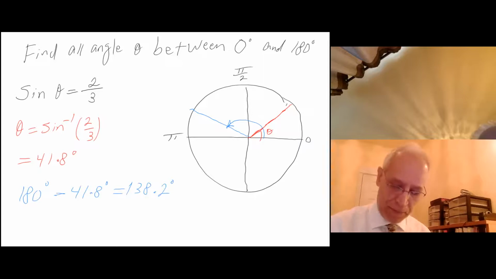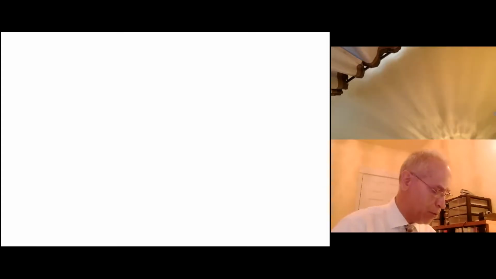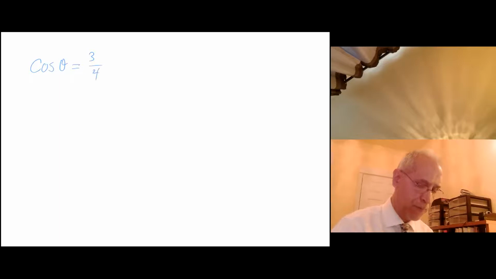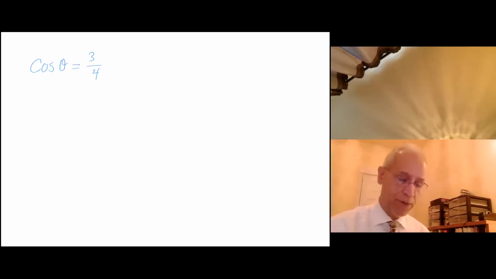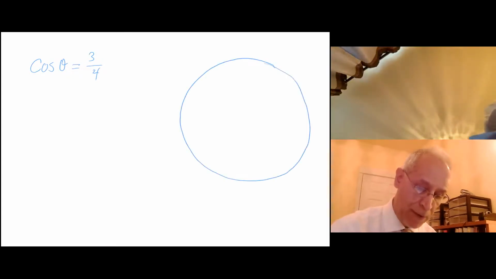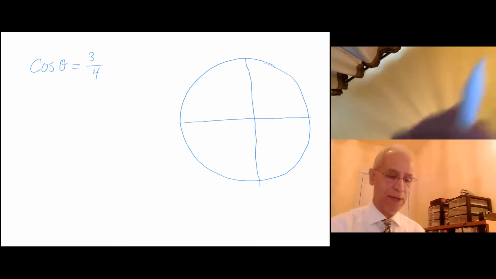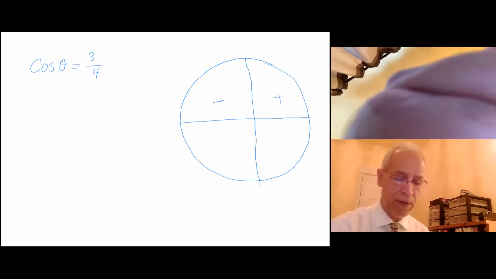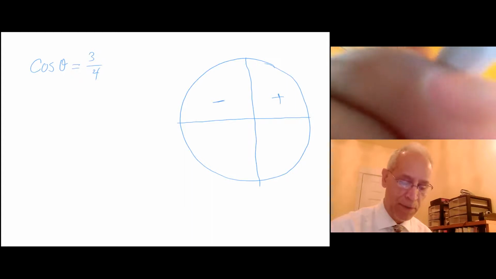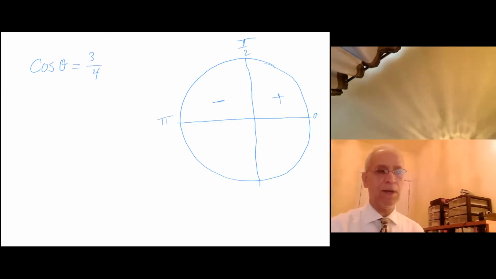Let's do another one. The next problem in your textbook, number 24: cosine of theta equals 3/4. Well, positive 3/4, and I'm looking again between quadrant 1 and 2. I only have one answer, because cosine is negative in quadrant 2 and positive in quadrant 1. Starting from 0, here is pi over 2, and here is pi.